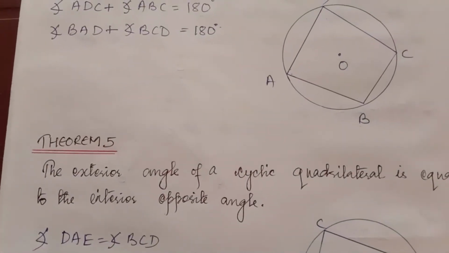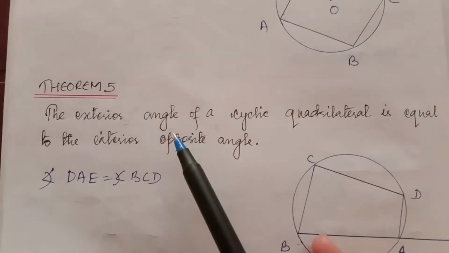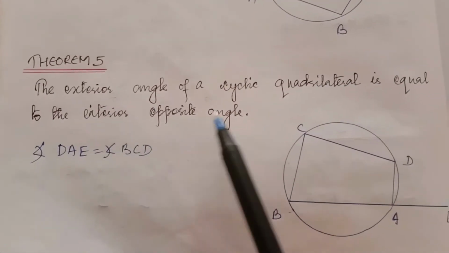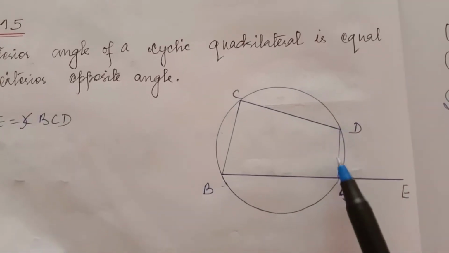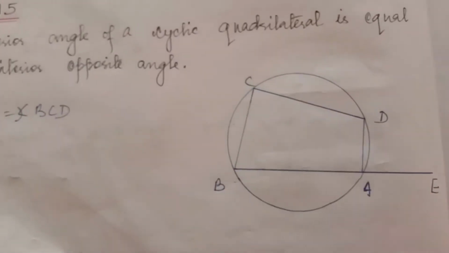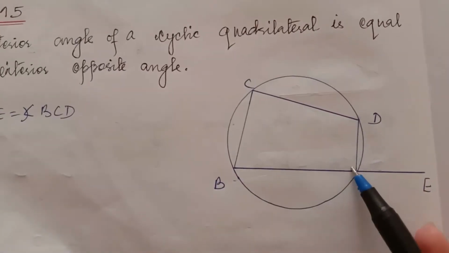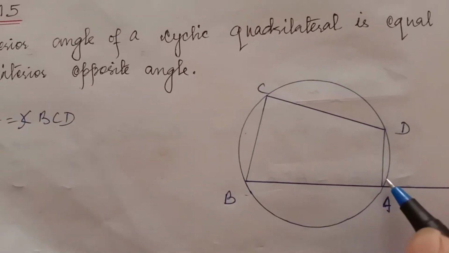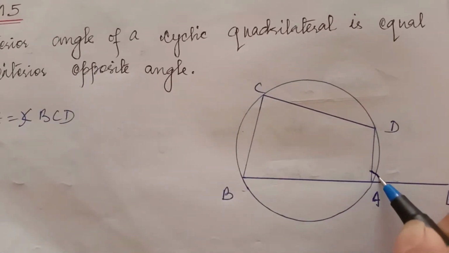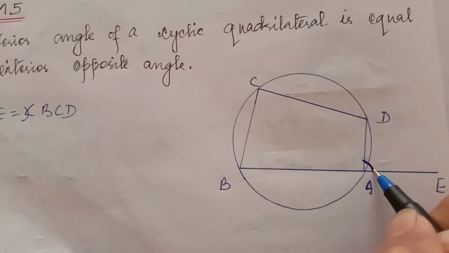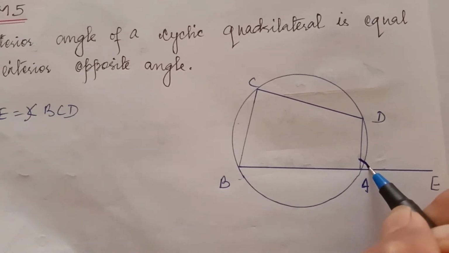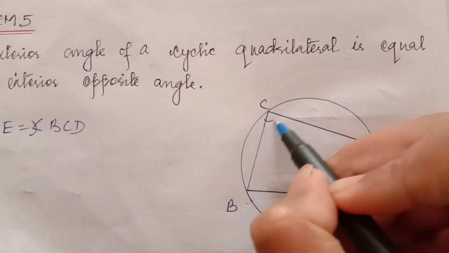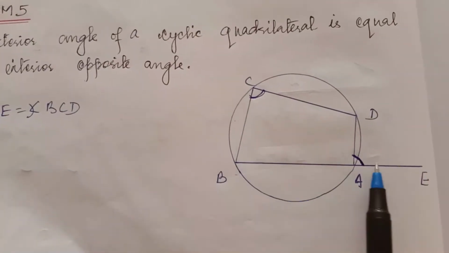Now theorem 5. Theorem 5 is: the exterior angle of a cyclic quadrilateral is equal to the interior opposite angle. So this is a cyclic quadrilateral, okay, and all these angles are called interior angles, the angles which are inside the quadrilateral. But according to this property, this exterior angle of a cyclic quadrilateral is always equal to the interior opposite angle. Opposite of this angle, the interior angle is here. So these two angles are always equal.